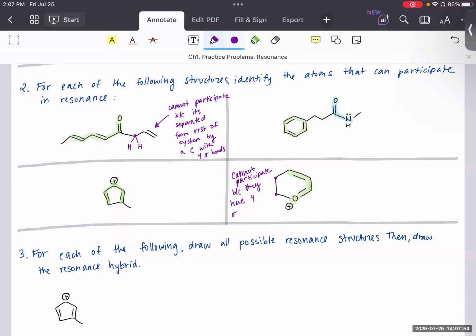One thing I really recommend, if you're not really sure, is drawing in those hydrogens. When you draw in those hydrogens, sometimes it becomes a lot more clear that that carbon already has 4 bonds and cannot participate.